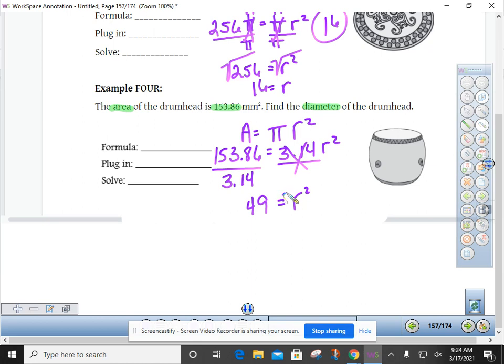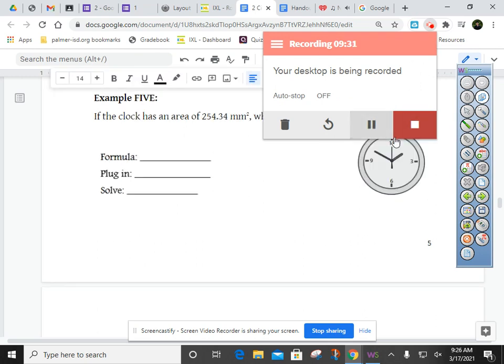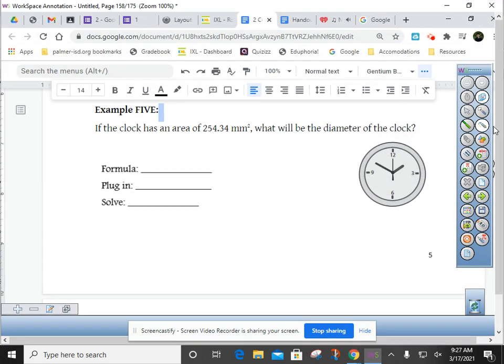What is the square root of 49? Okay. It is 7. What is the diameter? 14. Is everybody with me? Okay, on to example 5. If the clock has an area of 254.34 square millimeters, what is the diameter of the clock?